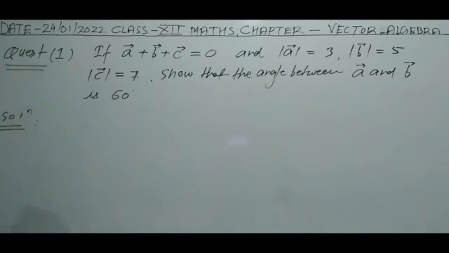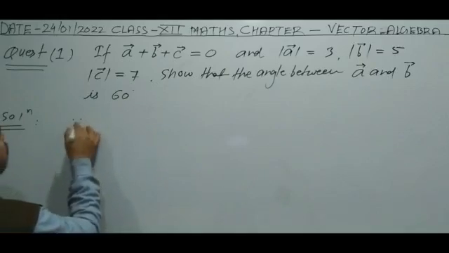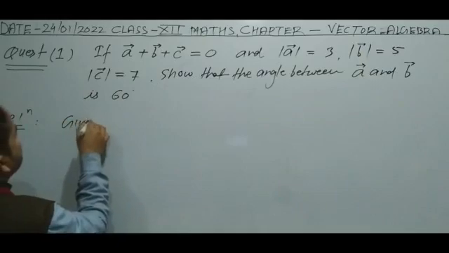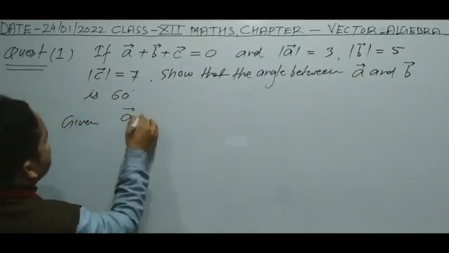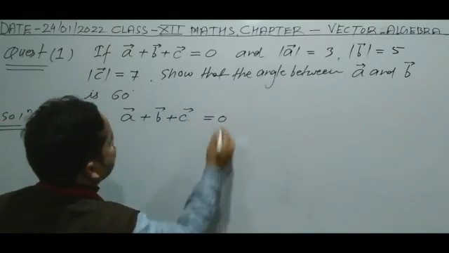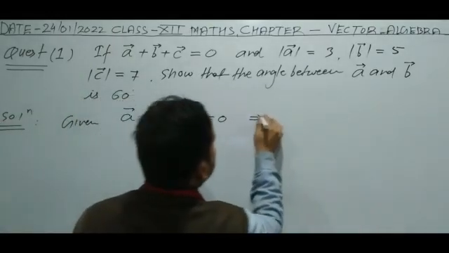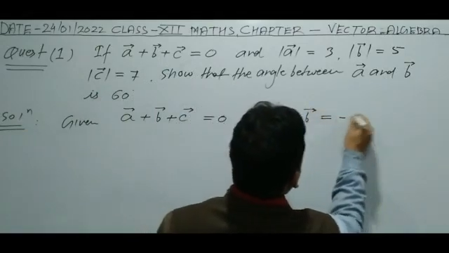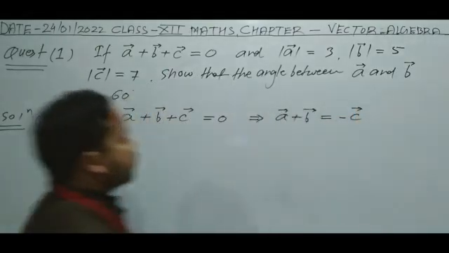Now in this question you will see this is the given condition: the sum of the vectors is 0. So what can we write? Since vector A plus vector B plus vector C is equal to 0, this implies we can write vector A plus vector B is equal to minus vector C.